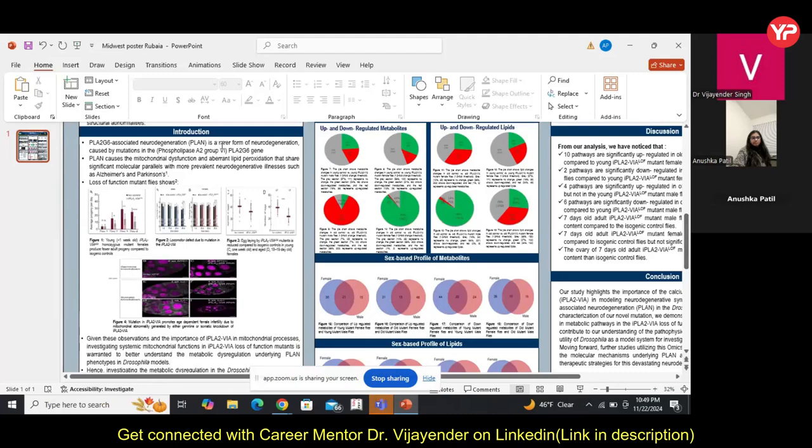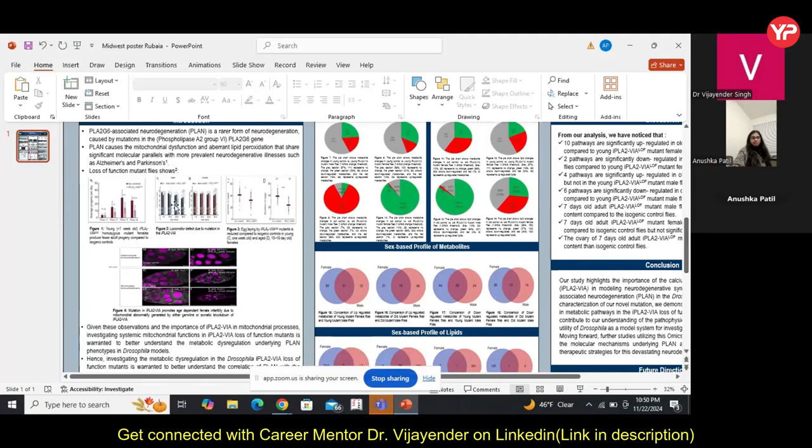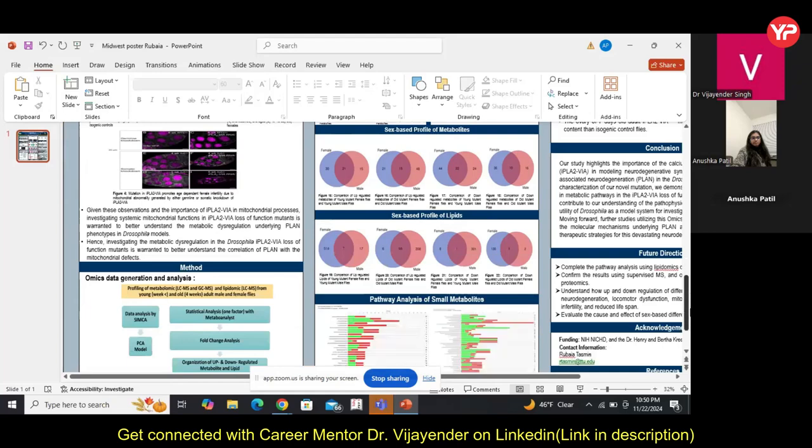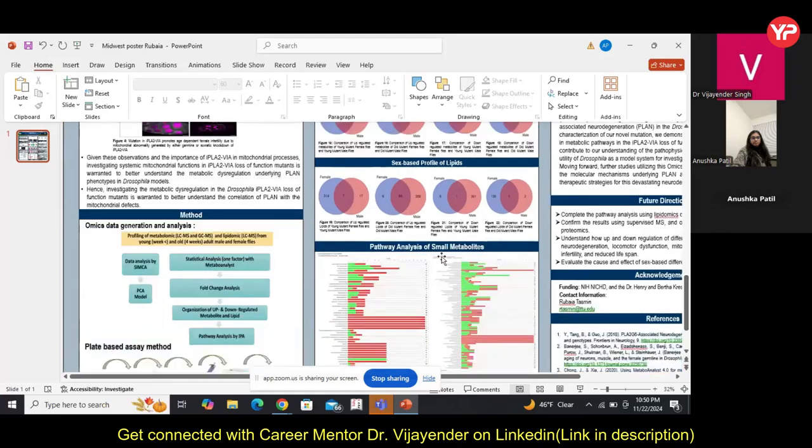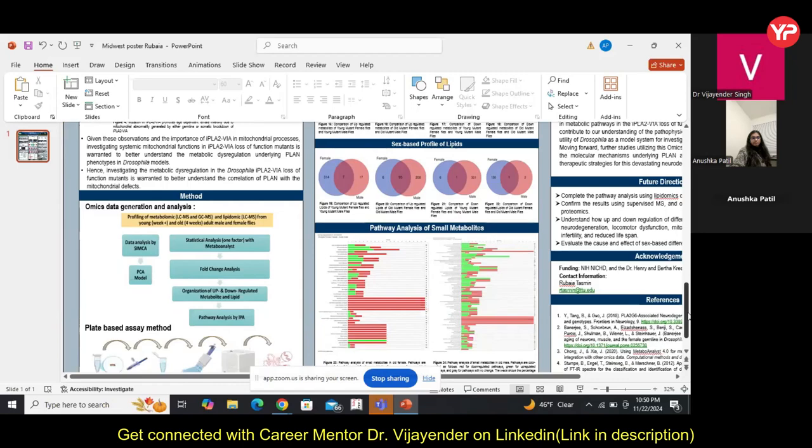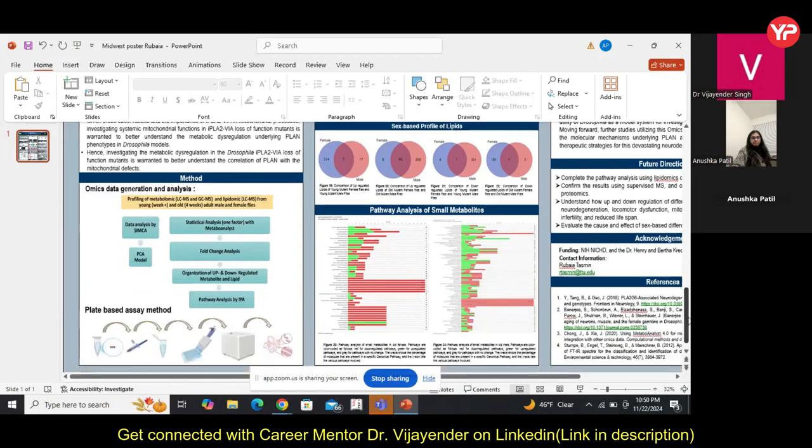I introduce what neurodegeneration is and what PLA2G6 associated neurodegeneration, that is PLAN, is. It is a disease, and a majority of neurodegenerative diseases are Alzheimer's and Parkinson's. So what defects do we see in our model organisms showing the neurodegenerative disorders? I just summarized it as an introduction. And then we proceeded to the methods. What are the experiments that we are conducting for the analysis?